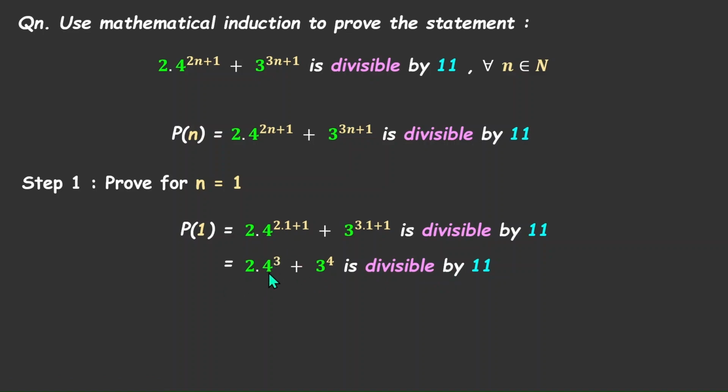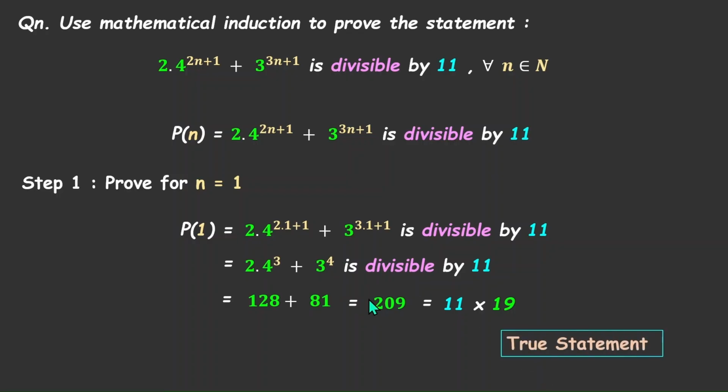So 4 raised to power 3 is 4 into 4 into 4, so that's 64. And 3 raised to power 4 is 9 squared, so that's 81. So this is 2 into 64, which is 128, plus 81. And if we do this addition, this would be 209. 209 can also be written as 11 into 19. And since we can write it as a multiple of 11, which actually means that this term is divisible by 11. So this is exactly what we had to show. So this is a true statement, and we have proved this statement is valid for n is equal to 1. Now let's move on to the next step.